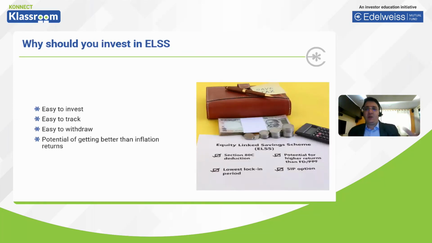To give you in a nutshell, ELSS investments are easy to track, easy to invest, easy to withdraw, and they give us a very high potential to get inflation beating returns, or higher than inflation returns. So that's the benefit which ELSS schemes under the 80C umbrella offer to all its investors. You could choose to invest either in one go, or you could choose to invest periodically, more commonly known as SIPs, the systematic investment plans, on a monthly basis. And both these are available for 80C deductions for whatever investments you have done in the course of a financial year. So that's what ELSS is.